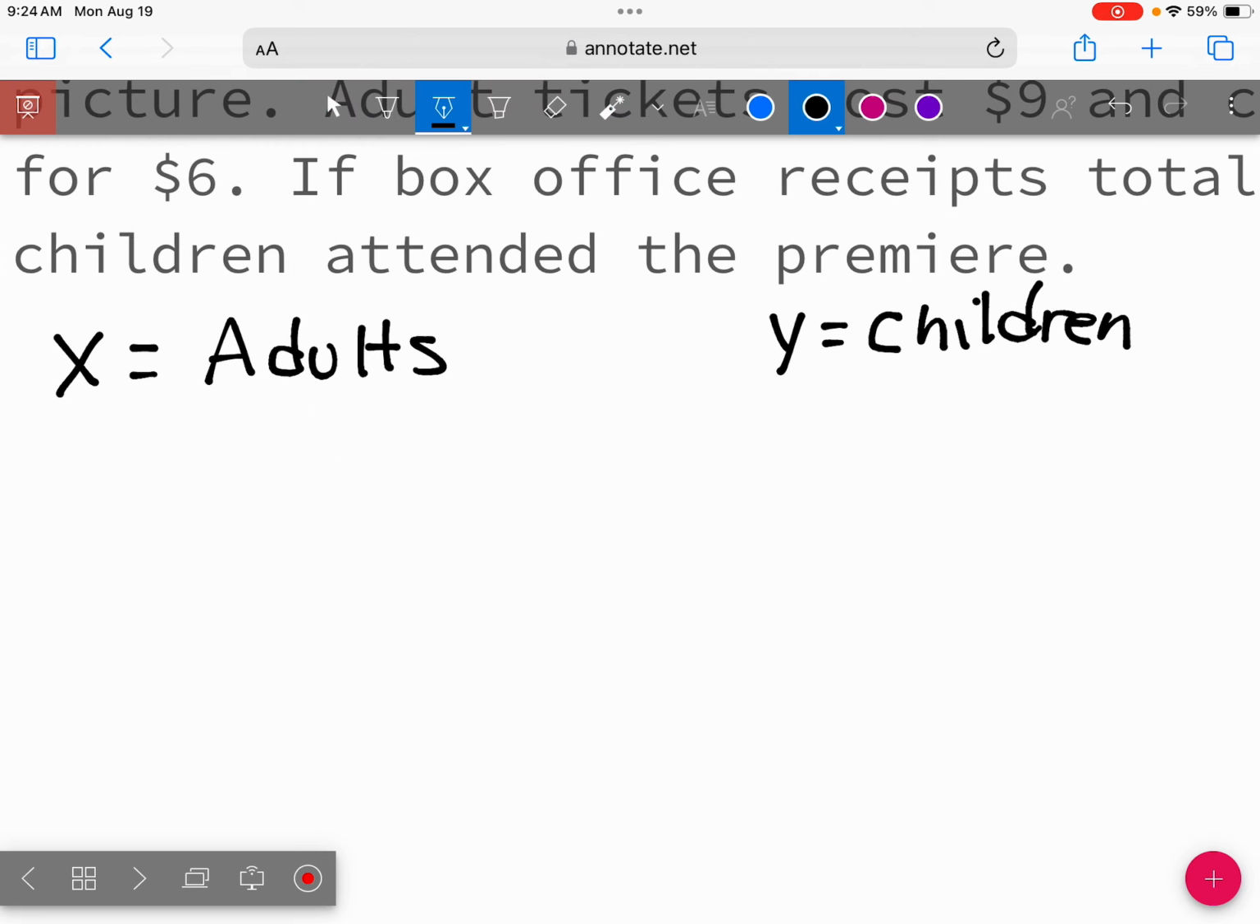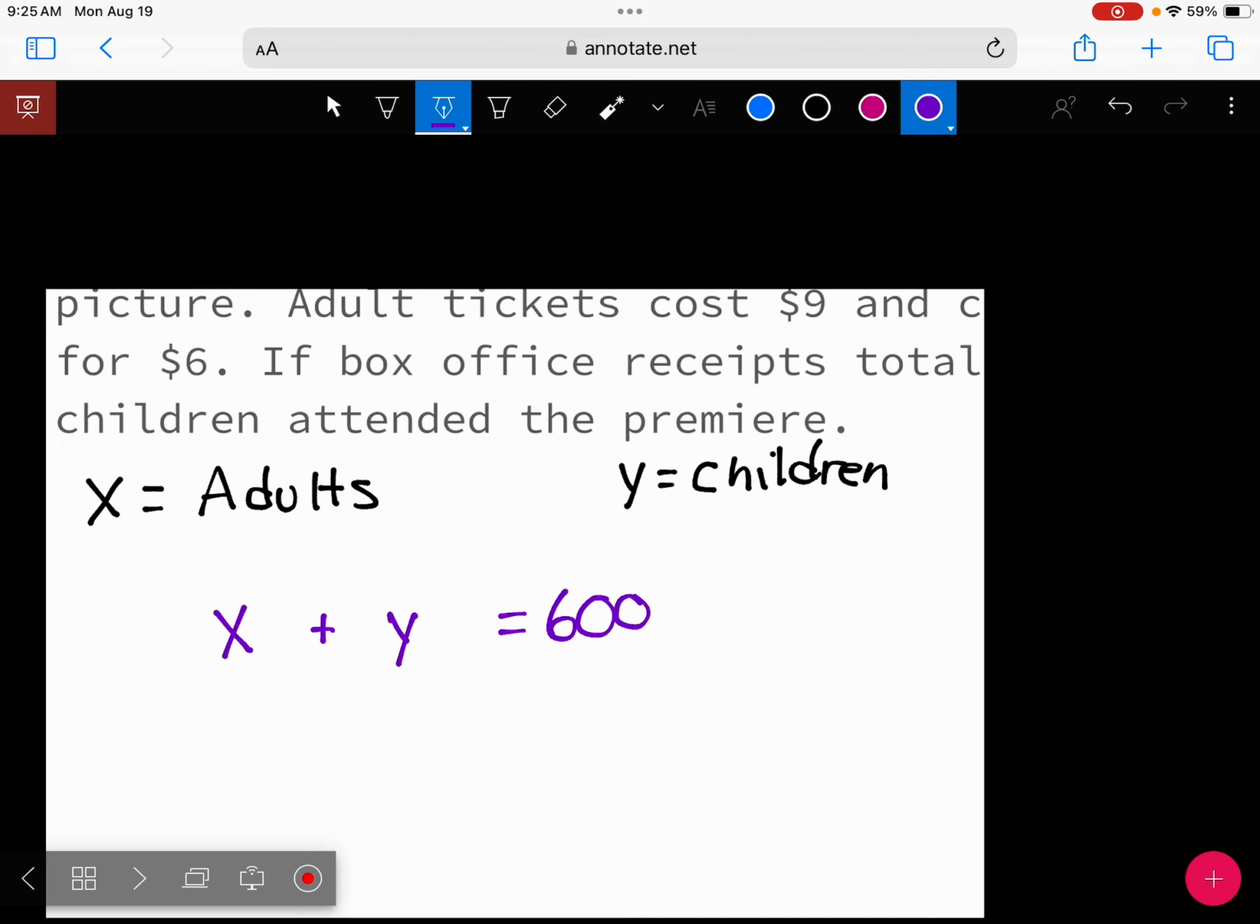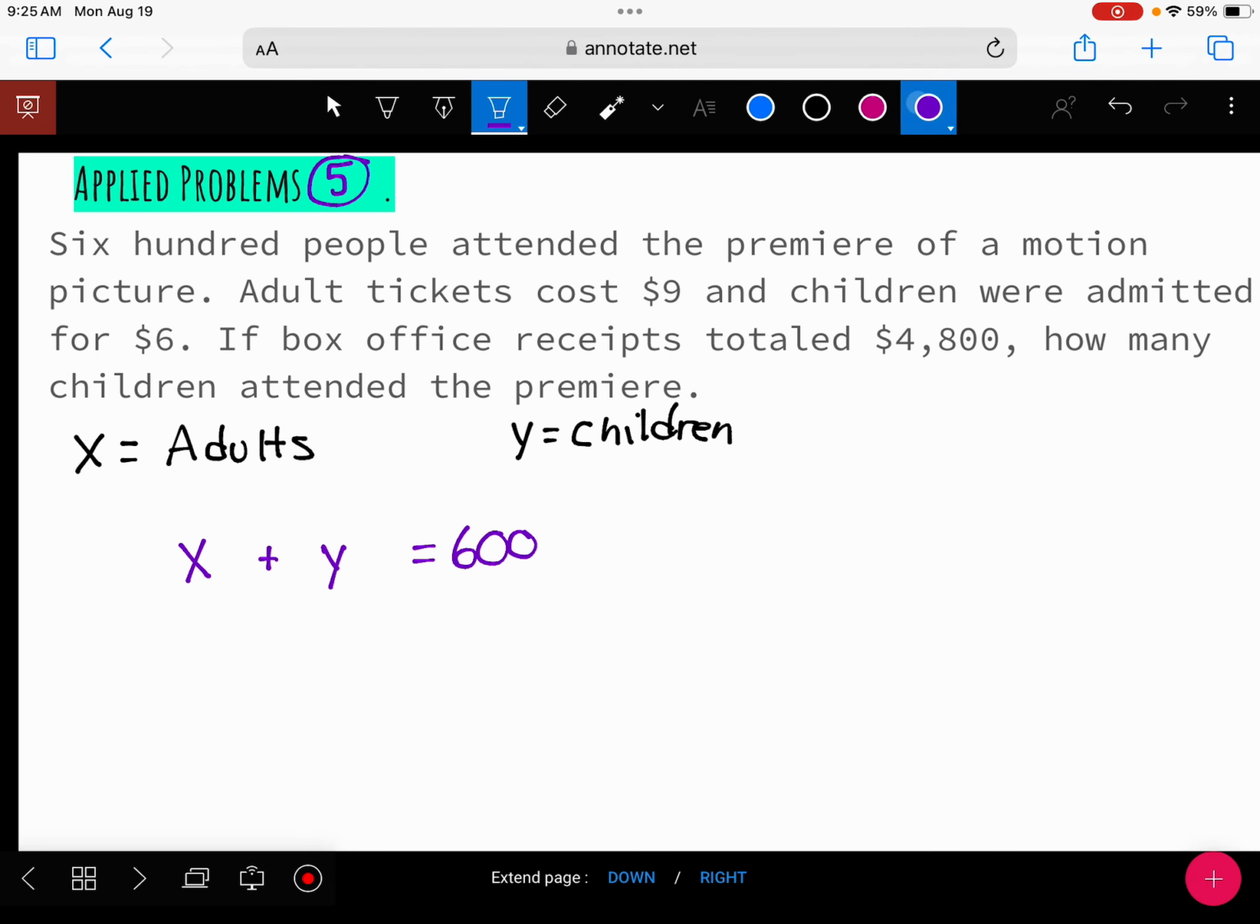x plus y equals 600. That is definitely some of the information we have. We know that however many adults we had, combined with however many children we had, is a total of 600 human beings. There were 600 people in the theater. So that's our first bit. To be fair, I know you know how to build these. You learned it from me. So that's our 600 people that attended the premiere of the motion picture. So everyone see where that came from.